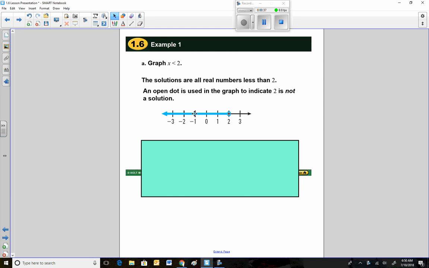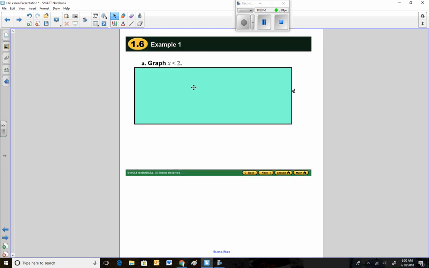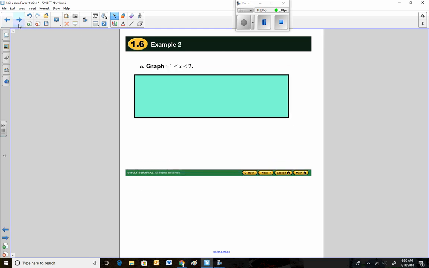So, for example, if I place -1 in here, -1 is less than 2. If I grab -3 and place it in here, -3 is less than 2. All of these numbers below the 2 make it a true solution. So that's how you graph your answer. All right, let's take a look at the next one.